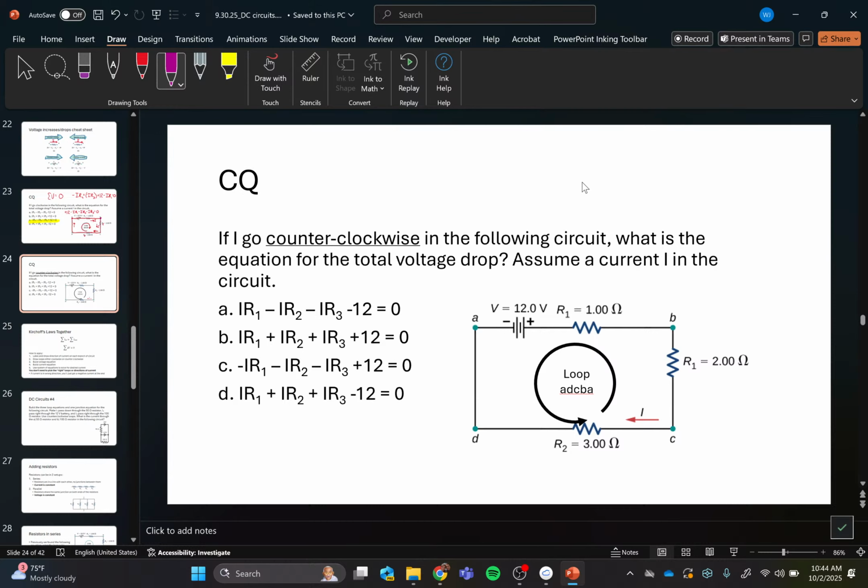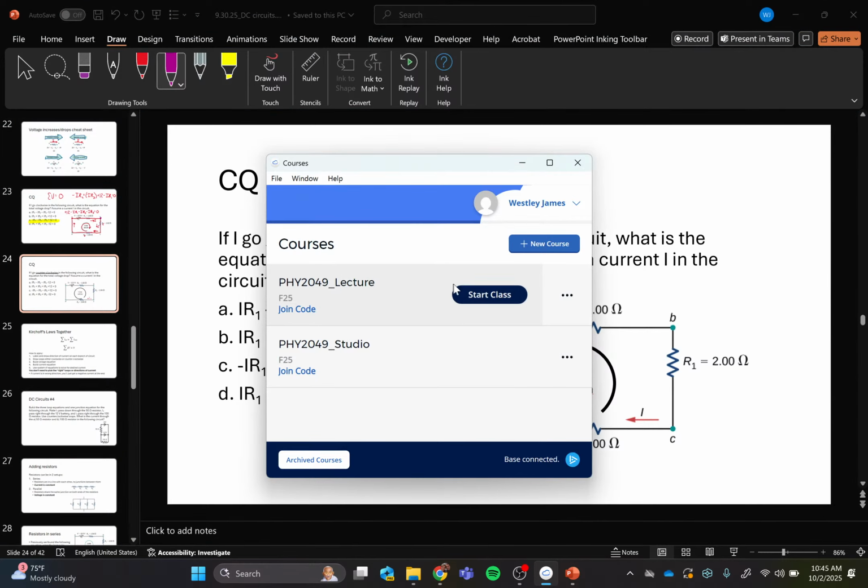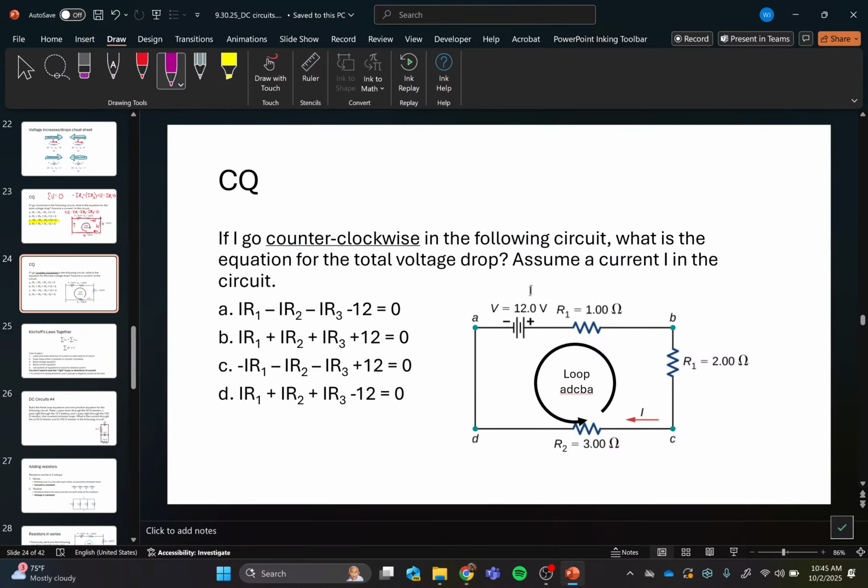Same circuit, but now go the other way in the loop. The current is still in the same direction, but now walk the other direction and build the equation. If I go counterclockwise, pick a dot, walk through your circuit, and ask yourself, every time you hit a resistor, am I going uphill or downhill? Every time I hit a battery, am I going uphill or downhill? That's the mindset. And imagine you're physically moving through this circuit. Trace it if you have to. It's a very useful exercise.